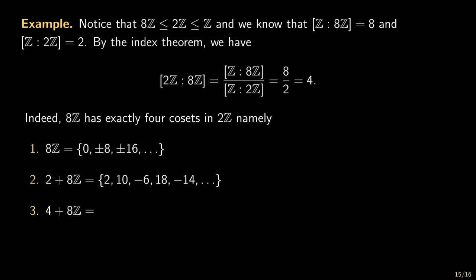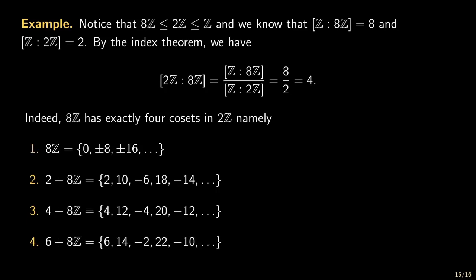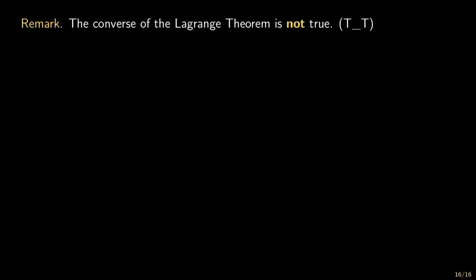You could also have 4 plus 8Z, and 6 plus 8Z for that matter. Ito na yung bumubuo sa lahat ng mga even. Ang union yan, yun yung 2Z. Do you understand? Ito na.